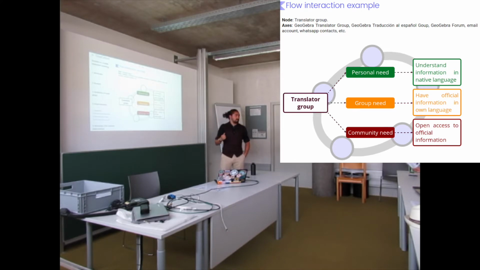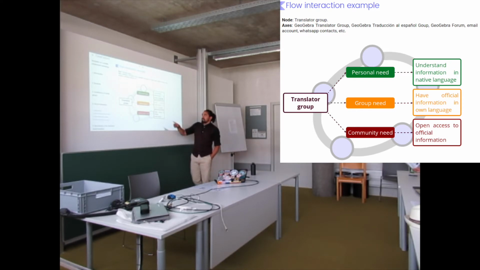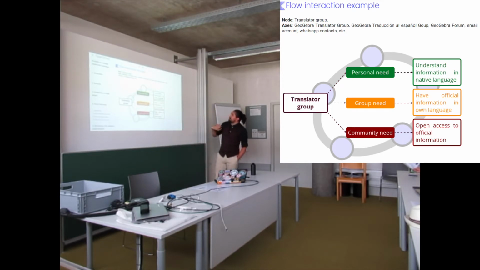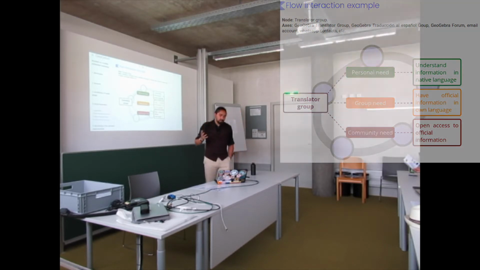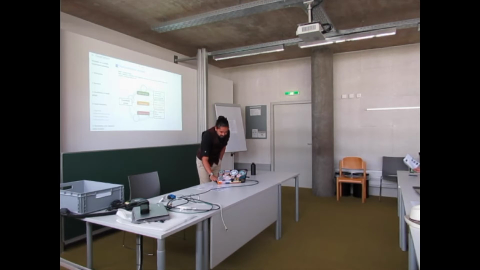Okay, for example, a new user from Russia, and he doesn't read English. For example, it's very necessary to have this information in his native language. Well, the group is the translator group. They have official information in their own language. Yeah? And the community need is open access to official information. Okay, yeah, like three levels of needs.